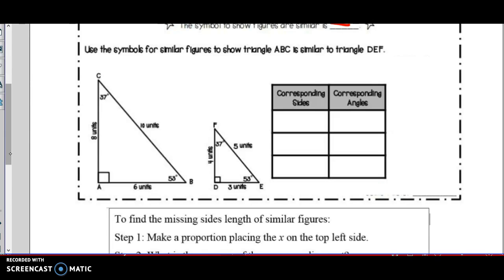And so let's first start by looking at the corresponding sides. We name sides by using two letters and drawing a line above it. So this side here, side AC, is proportionate or similar to side FD. And I know that because the triangle is facing the same direction. They both have this box in the corner.